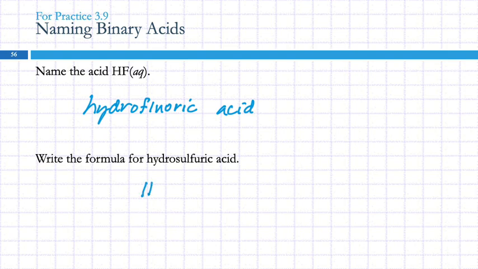So what charge does hydrogen have as an ion? +1, because he's in group 1. And what charge does sulfur have as an ion? 2-. So we're going to need 2 hydrogens for 1 sulfur, and then ideally you'd put AQ behind it.